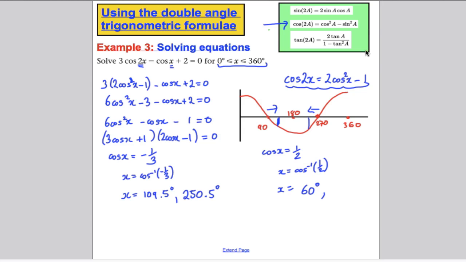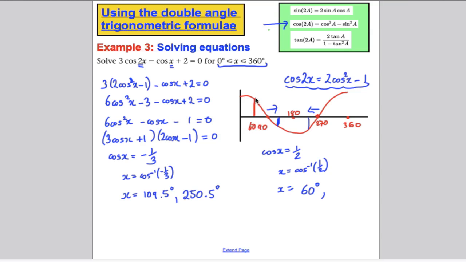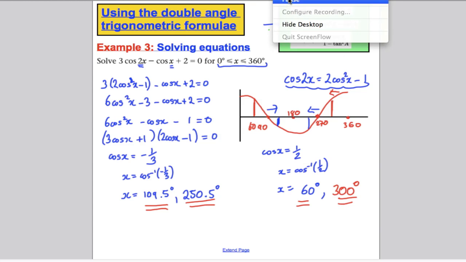And this one here, we're looking for an answer of 60, which would be somewhere here, 60 from a peak. So the other answer will be 60 back from a peak, so it'd be at 300 degrees. And I'd encourage you to make sure you sub those values back into the equation just to check they all work. But in this case, they will all work, and you have found yourself your answer.